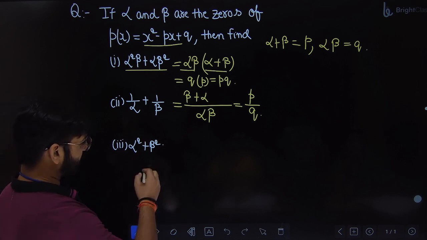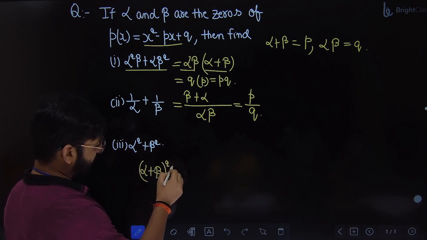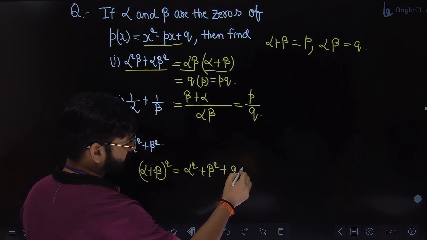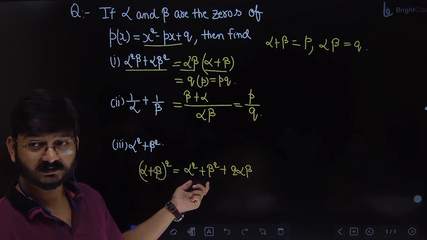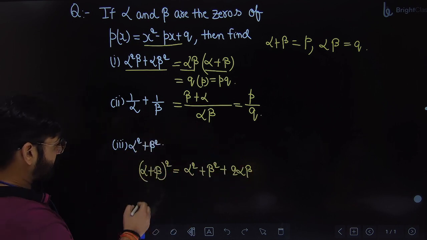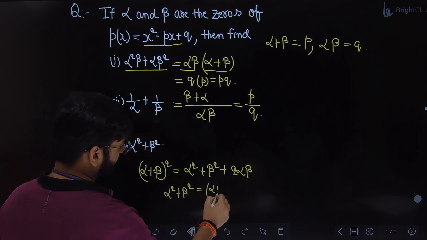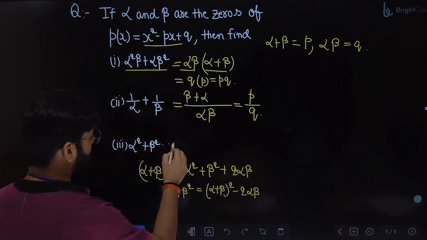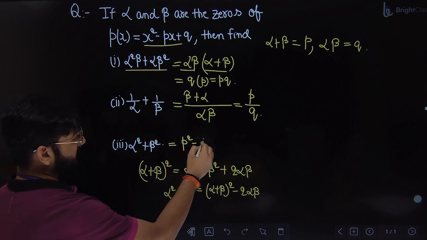You have solved it. So what will we use here? (a plus b) whole square is a square plus b square plus 2ab. In this whole thing, what do you want? This term. What will you do? You will shift this term to the other side. So alpha square plus beta square will be (alpha plus beta) square minus 2 alpha beta. So what is this? P square minus 2 times of q.